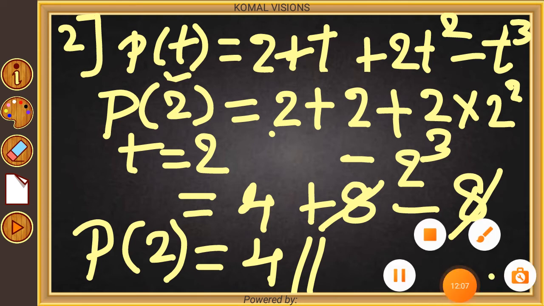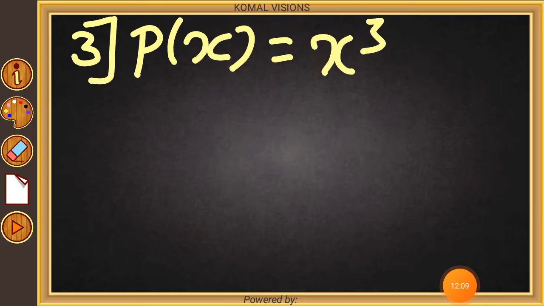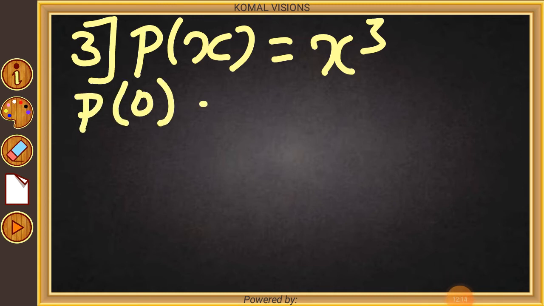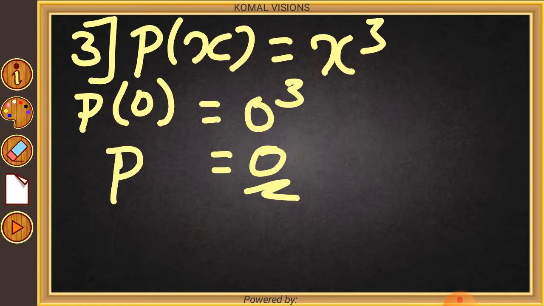Yes. Now we have the third problem, p of x is equal to x cube. I need to find out the value for p of 0 here. That means 0 will be the polynomial's value. Let us check. All I should do is insert the value of x as 0 here. 0 cube is again 0. So the value of the polynomial at p of 0 is 0.